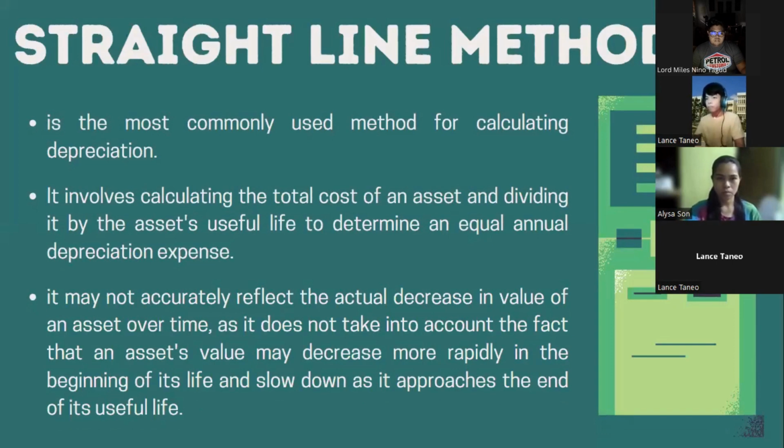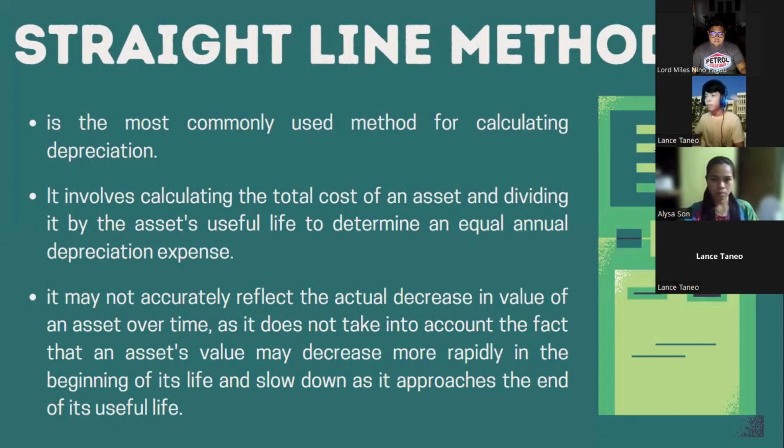The first method that we're going to discuss today is the straight line method. The straight line method is the most commonly used method for calculating depreciation. It involves calculating the total cost of an asset and dividing it by the asset's useful life to determine an equal annual depreciation expense. It is simple and easy to understand. That is why it is often used as a default method for calculating depreciation.